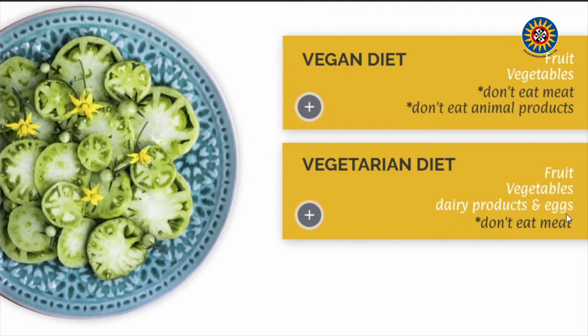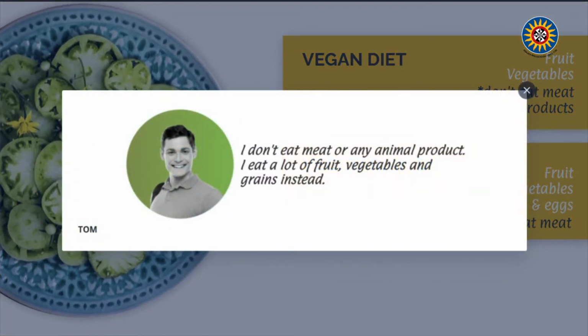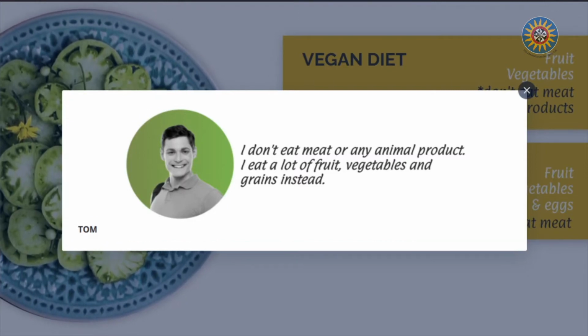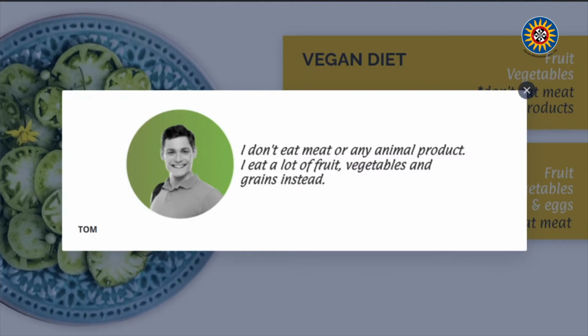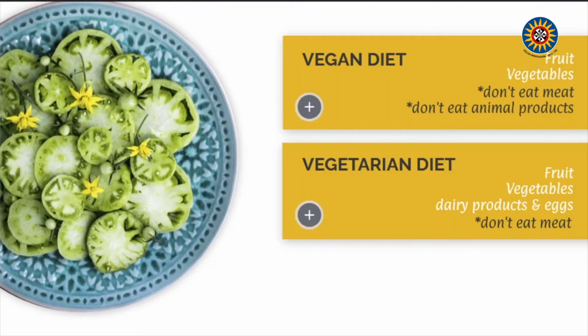Here we have an example to describe a vegan diet. This is Tom and he says, "I don't eat meat or any animal product, but I eat a lot of fruit, vegetables, and grains." Now let's move to the next diet.